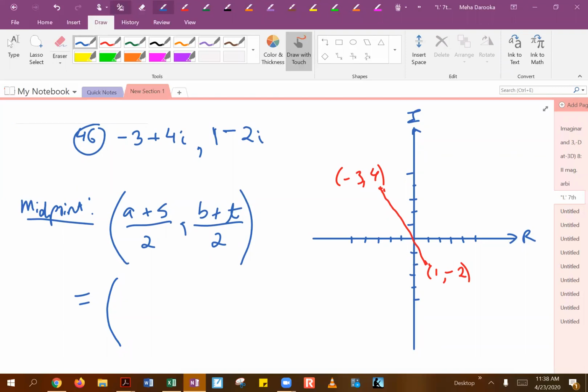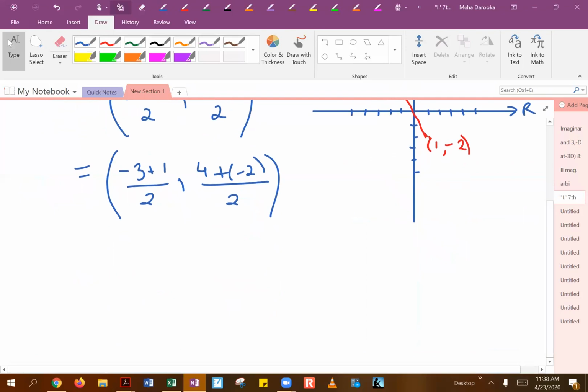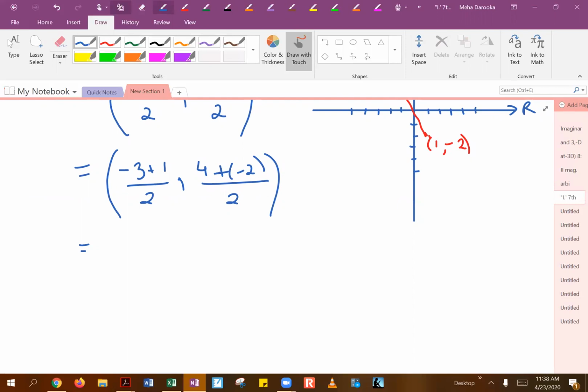Okay, so what values are you adding for the a plus s? -3 and 1. Very good. And for b and t? 4 and -2. So then it'd just be 4i minus 2i. Oh, you don't need to worry about the i. Okay. So what do we end up getting then? I got -1 and 1.